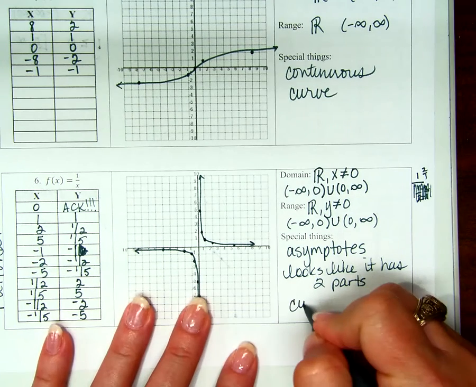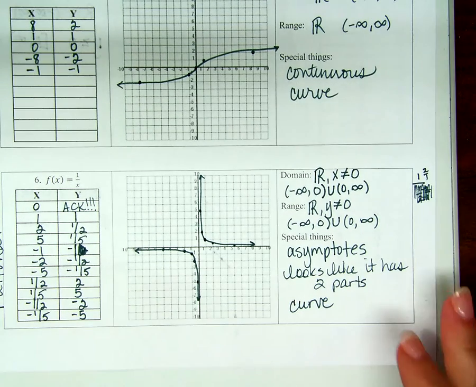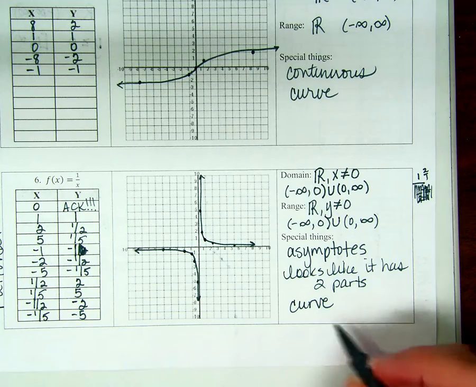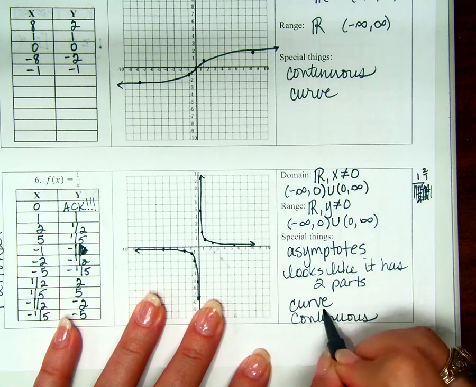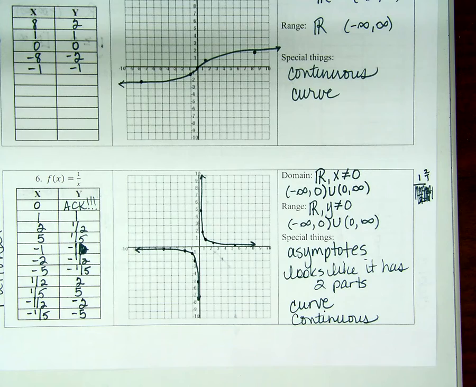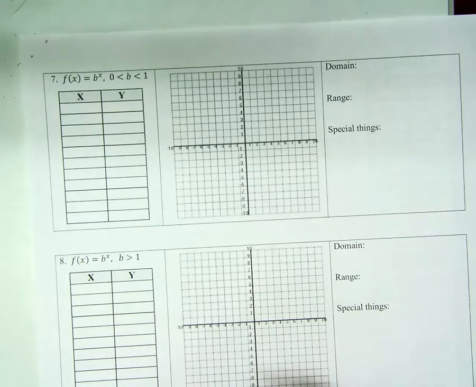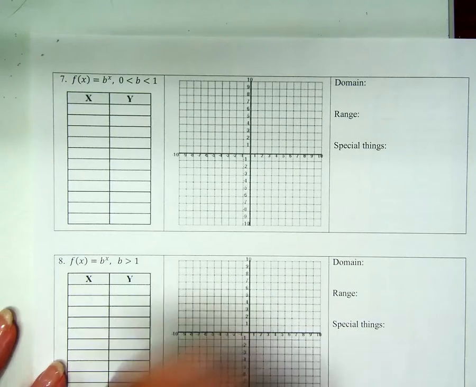Curve? Continuous, absolutely. Good? All right. 7 and 8 are what I want you to do before you get back to class next time. Before I let you go, though, please understand.